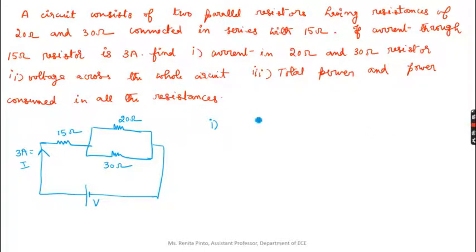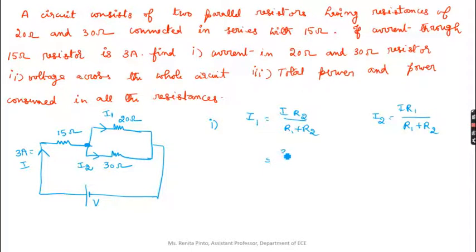If you remember your current divider rule, I1 is equal to I into R2 divided by R1 plus R2. Similarly, I2 is equal to I into R1 divided by R1 plus R2. So let me take the current flowing in the 20 ohm resistor as I1, and the current flowing in the 30 ohm resistor as I2. First let me find the current flowing through the 20 ohm resistor. You already know the main current flowing in the circuit. The main current flows until here, and from here it gets divided into I1 and I2.